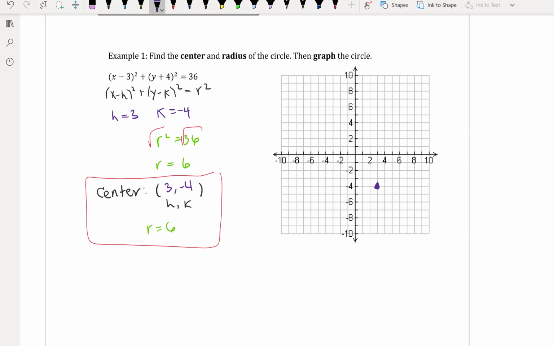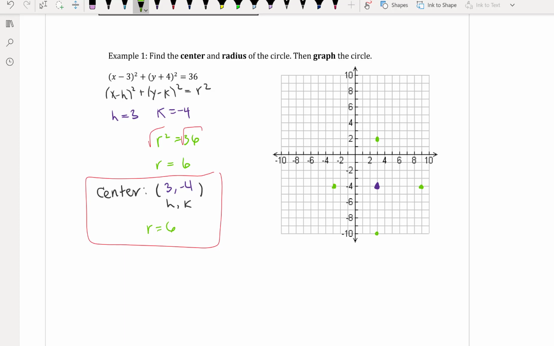So that is my center at positive 3, negative 4. Now my radius tells me to go 6 in every direction. So I'm going to go up 6 from the center. I'm also going to go down 6 from the center. I'm also going to go right 6 from the center. I'm going to go left 6 from the center. So that's kind of like the corners of my circle.